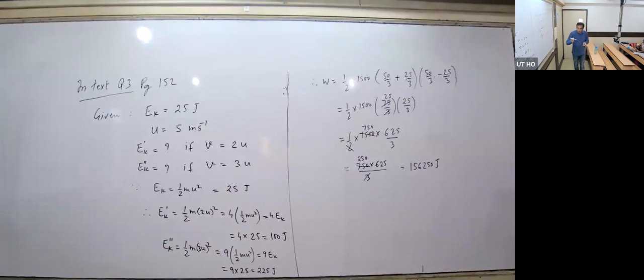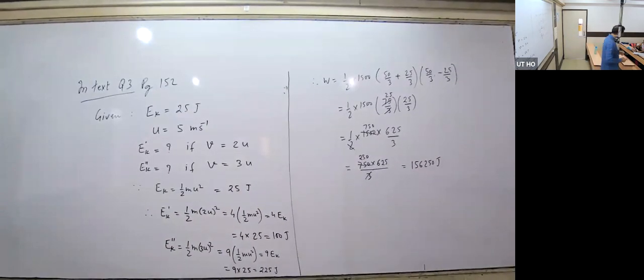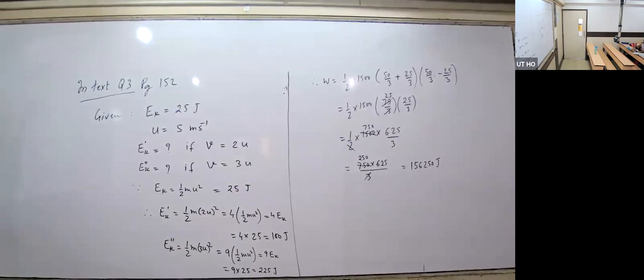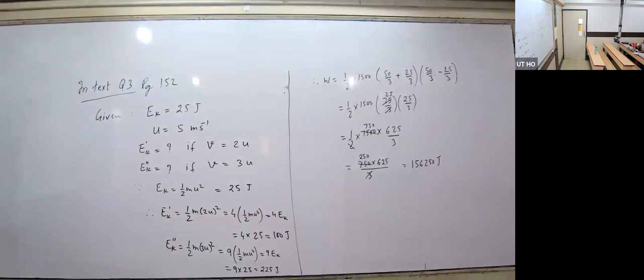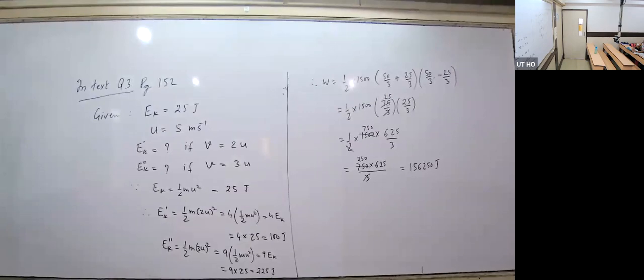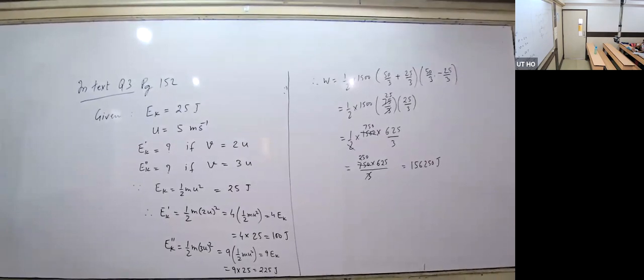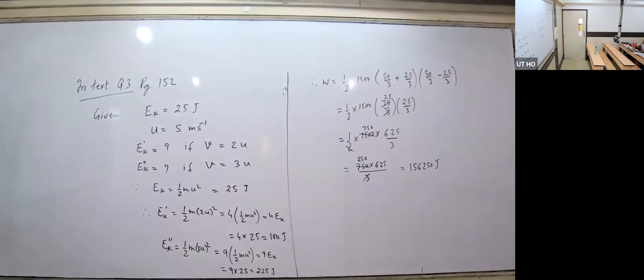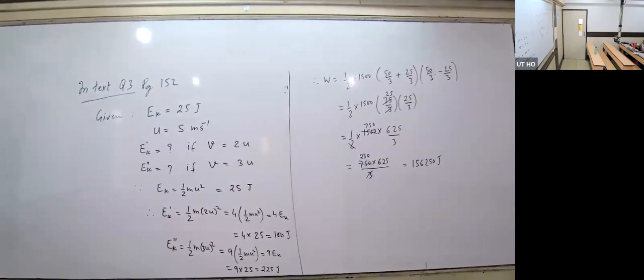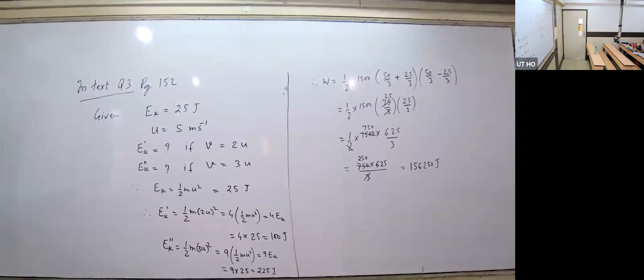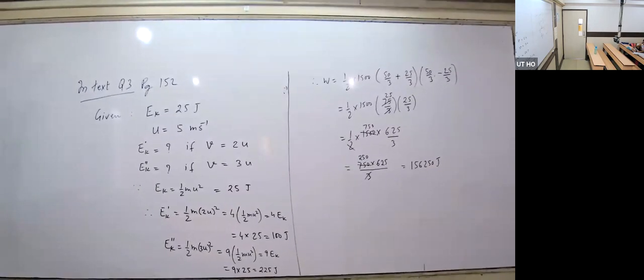Check what you did. What is the difficulty? Five doubled is not 25. 5 doubled is 10. Take 5 times velocity and double it.